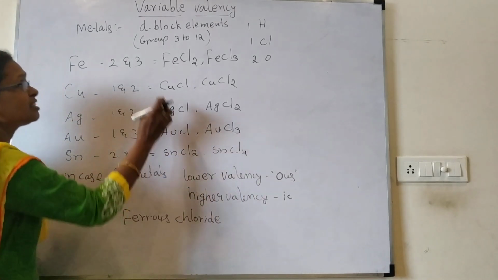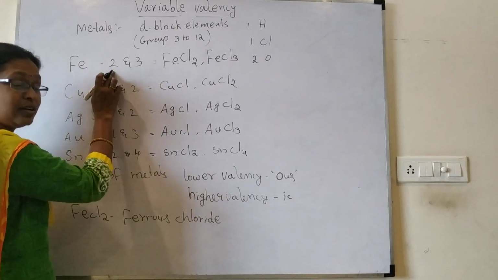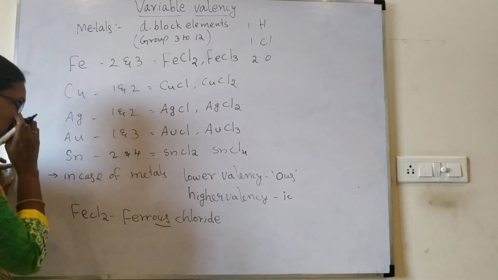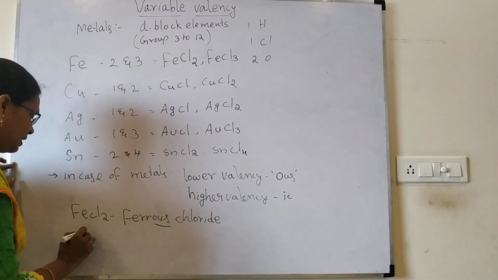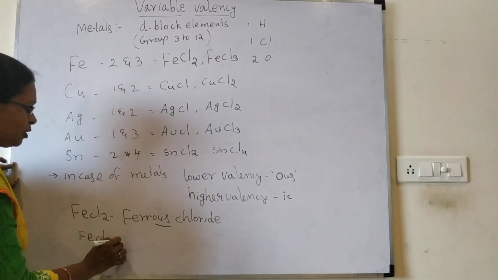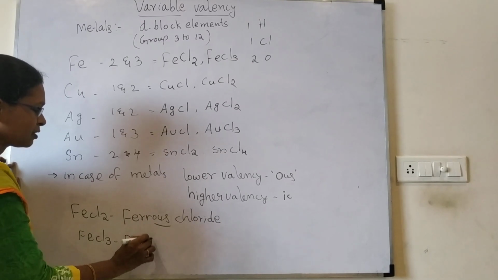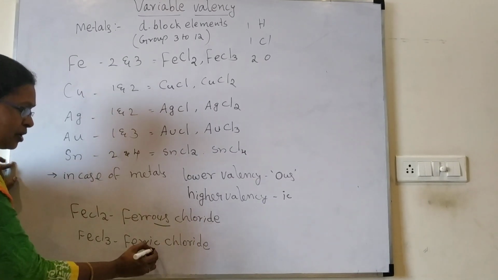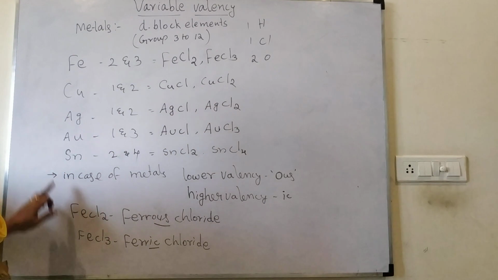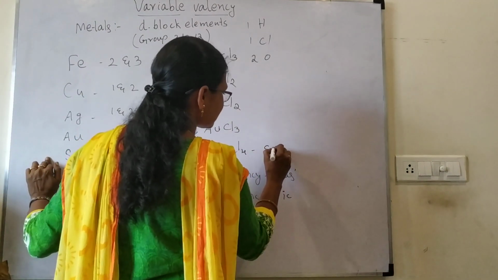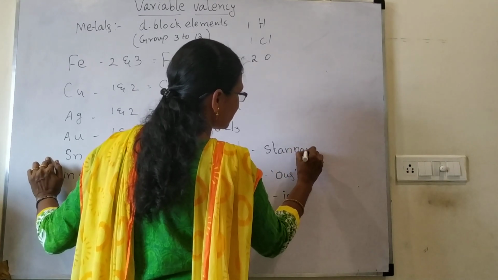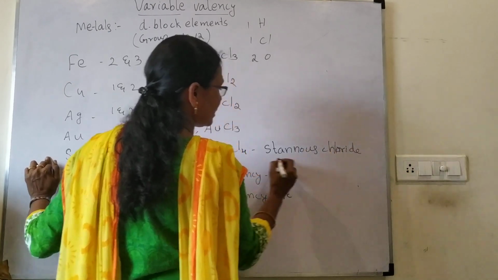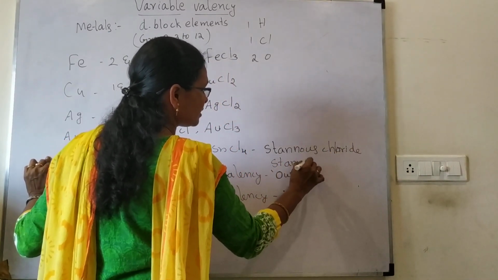Iron has a variable valency 2 and 3, right? In this, which is the lower one? 2 is lower. So OUS we wrote here. So ferrous chloride. The same thing. Next, what is the higher valency here? 3. So FeCl3. So here we will say ferric chloride. Ferric chloride means FeCl3. So here again, higher valency. The same thing. Here tin we will write: stannous chloride, that is a lower valency. And stannic chloride, we will say that as a higher valency, stannic chloride.